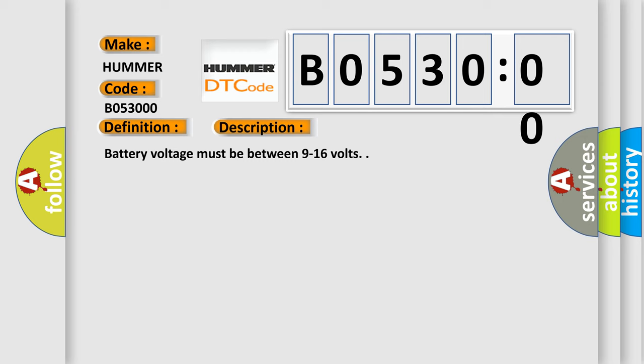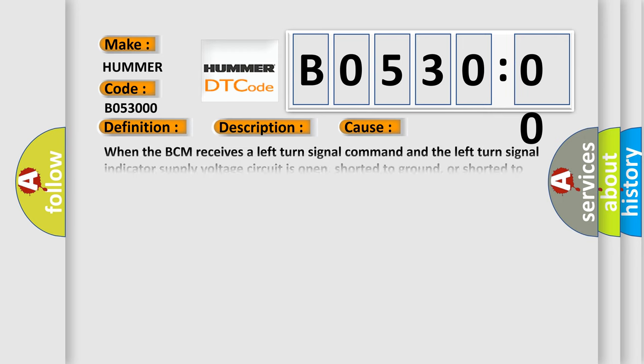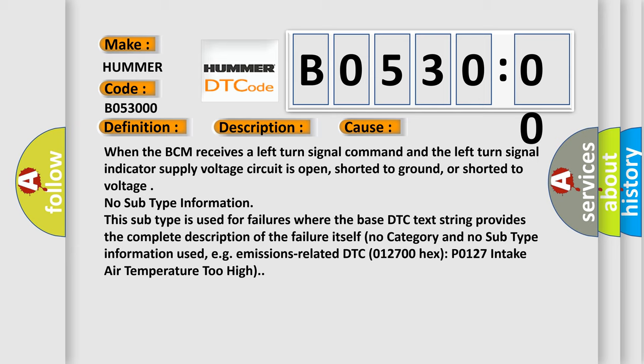This diagnostic error occurs most often in these cases. When the BCM receives a left turn signal command and the left turn signal indicator supply voltage circuit is open, shorted to ground, or shorted to voltage, no subtype information. This subtype is used for failures where the base DTC text string provides the complete description of the failure itself, no category and no subtype information used, e.g. emissions related DTC 012700 hex P027 intake air temperature too high.